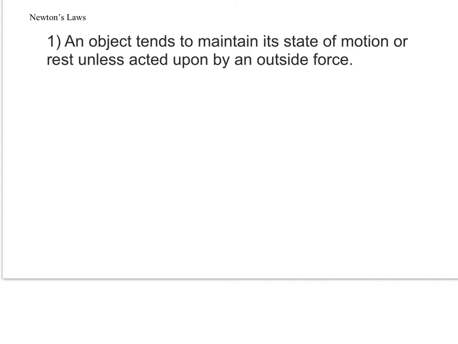Now that we've said a bit about the different types of forces, let's get a little more formal. We have Newton's laws of motion, which you read about in the book. And if you recall, there were 3 of them. So the first law was basically something in motion tends to keep on moving. Or, said another way, an object tends to maintain its state of motion or rest unless acted upon by an outside force.